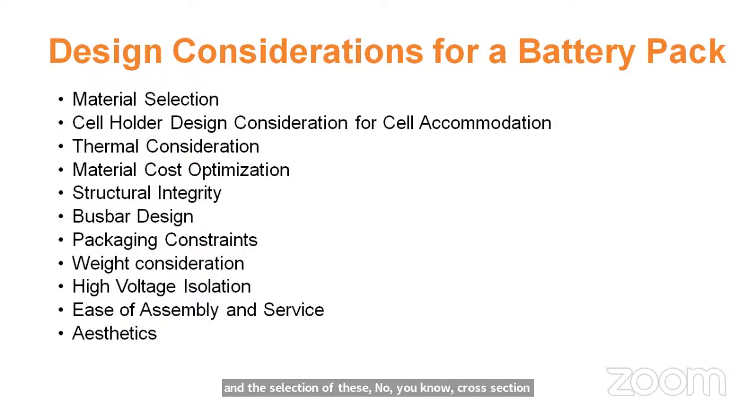Apart from that, while choosing your bus bar, material selection is also very important. There are various options: nickel, copper, and aluminum. These three materials are mostly and widely used in battery pack bus bar applications. But in this also, you have to be very cautious.